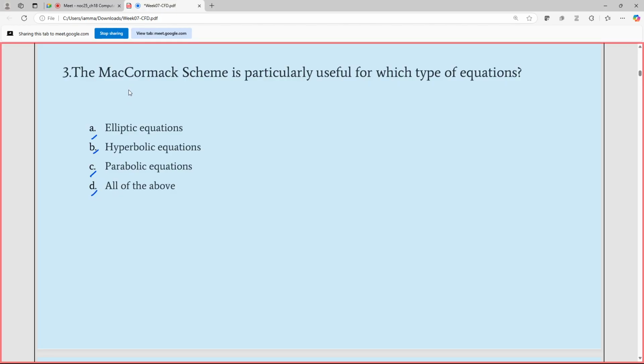So try to reflect whether there is a choice of equations for using the McCormack scheme, or whether it can be used on any kind of equations. Try to answer the question.